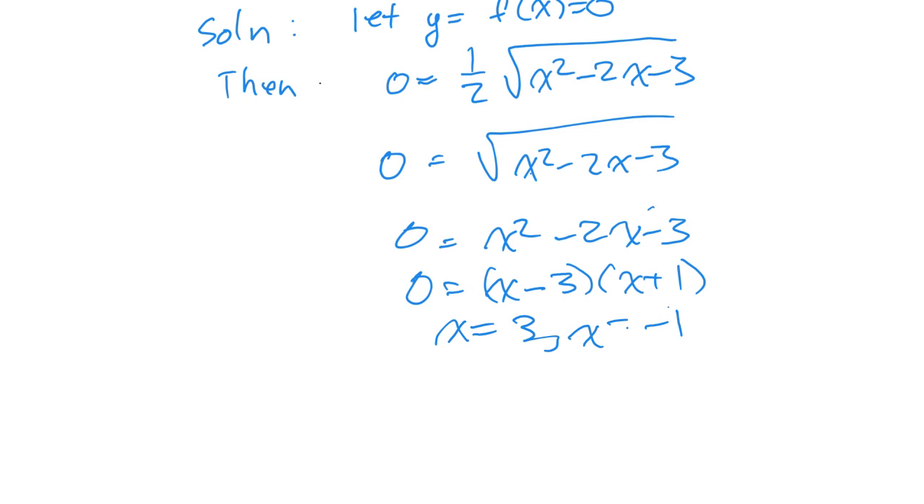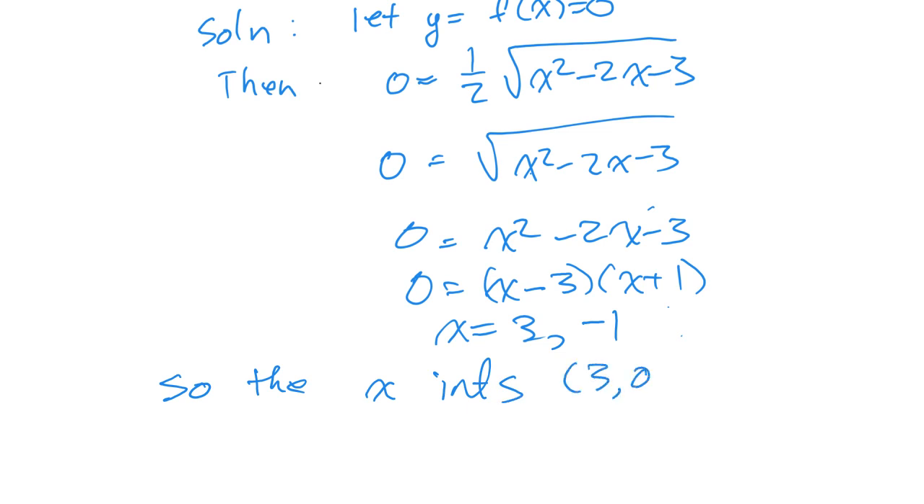My goodness, my computer is slow. Okay, let's fix that then. And we got x is -1. So now we just say, so the x-intercepts are 3, 0 and -1, 0.